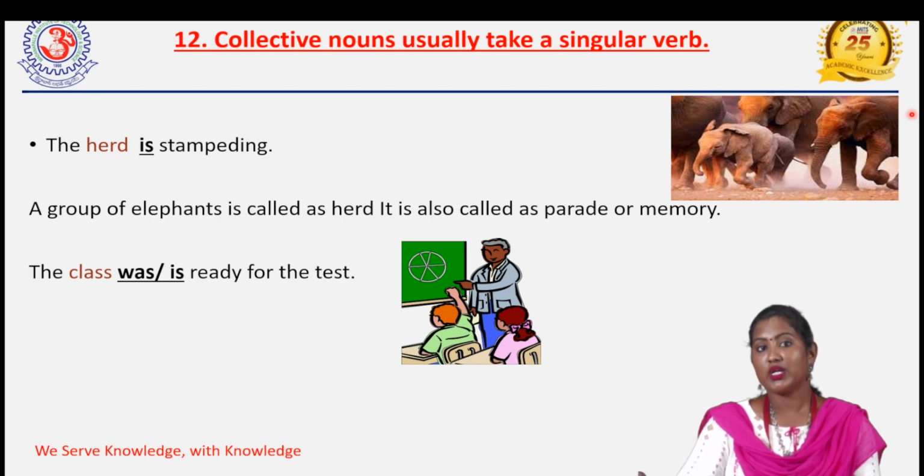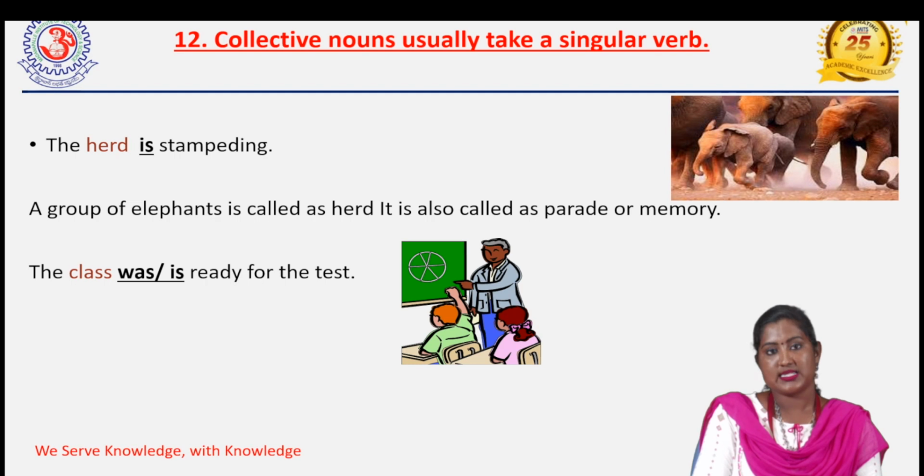So we have to account it as a collective noun here and we have to use a singular. The class is ready for the test. Here, whatever we want, we can use it either past tense or present tense. But as per the rule, it should be in a singular verb. So that's it. The class is ready for the test.